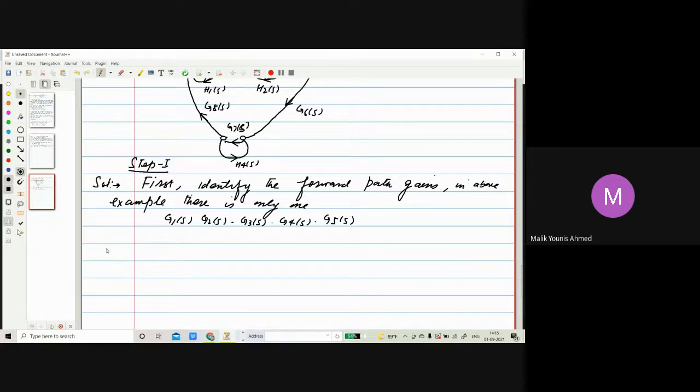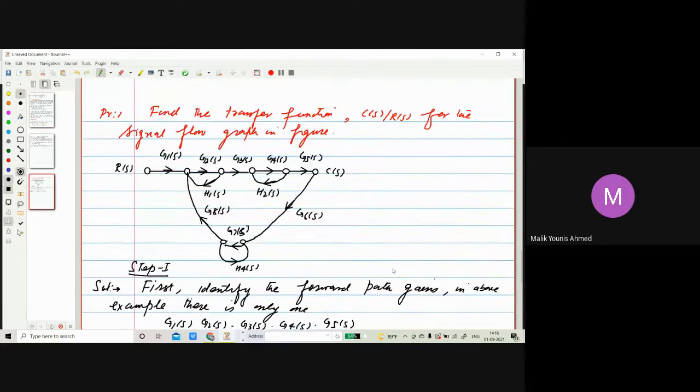Okay, now step number two. One by one step we have to do, and then we have to put them in the formula. Identify the loop gains. Very good. How many loop gains are there?